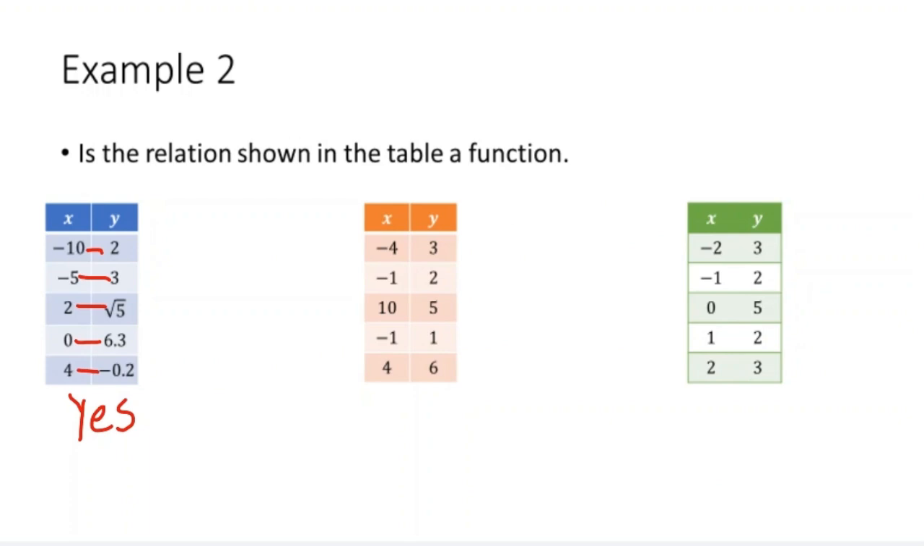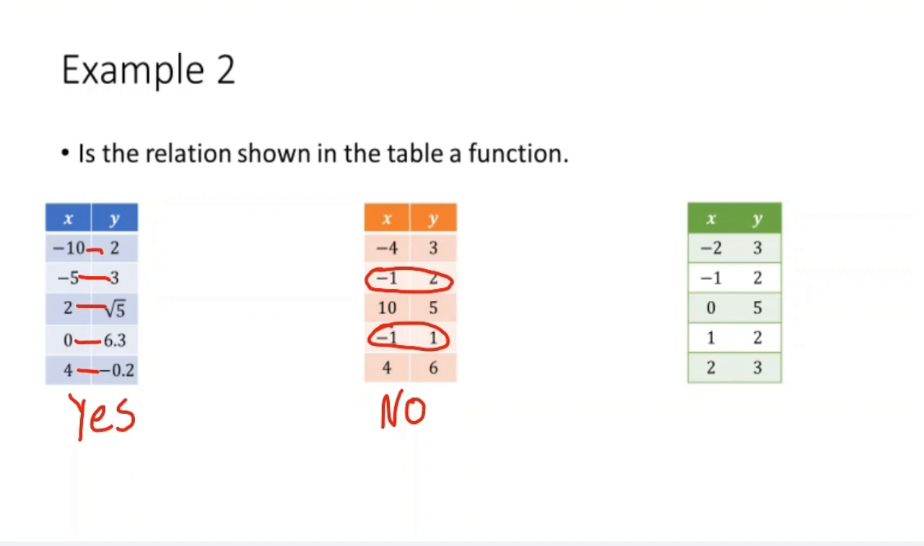Now let's take a look at the orange table. Well, we have -4 to 3, -1 to 2, 10, 5, -1, 1, 4, 6. Well, I just said -1 twice. We see that -1 is related to 2, -1 is associated to 1. So my input value of -1 has two possible outputs, 2 and 1. So can the orange table be a function? No. -1 has two outputs.